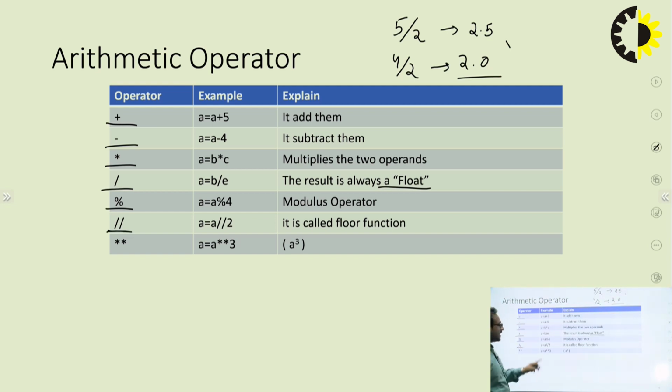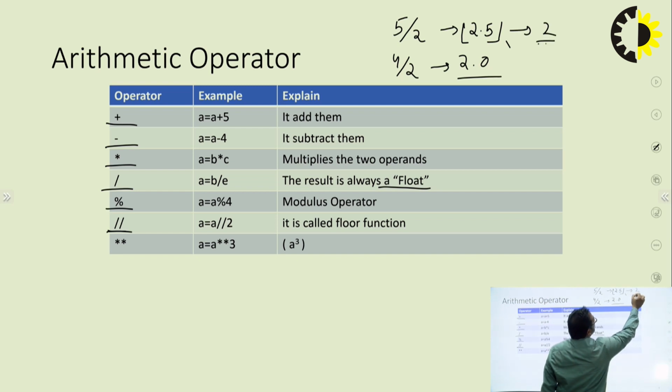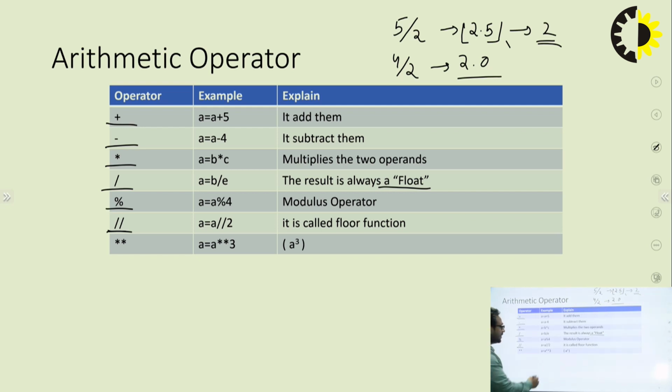Next is the floor division operator. It basically gives the floor value. Suppose I have 5 divided by 2, so the value is 2.5. What is the floor value? The floor value is 2. So it always gives the floor value, right? And the double multiplication sign is used for power, like a to the power b. If you want to calculate a to the power b, you can write a double multiply b. So these are the arithmetic operators which you can use in Python.